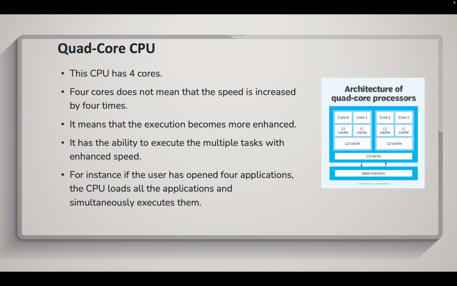Quad core CPU. This CPU has 4 cores. Having 4 cores doesn't mean that the speed is increased by 4 times. It means that execution becomes more enhanced. It has the ability to execute multiple tasks with enhanced speed. For example, if the user has opened 4 applications, the CPU loads all the applications and simultaneously executes them. 4 core processors.